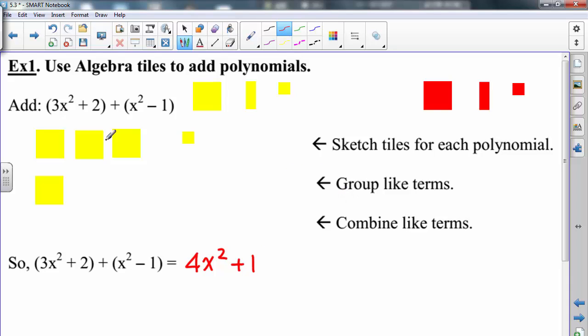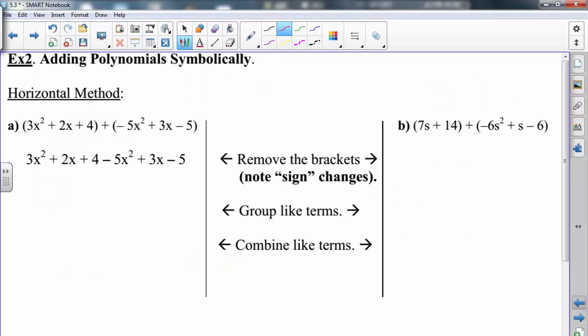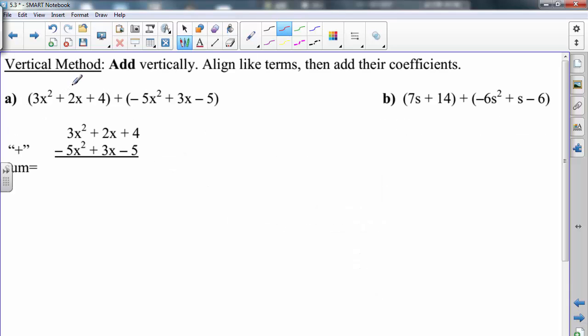Okay, so when we put all the algebra tiles together, we group the like terms together as well and combine the like terms. Let's look at how we can add two polynomials symbolically. We have two different methods to add the polynomials symbolically. One is called a horizontal method. The other way is called vertical method.